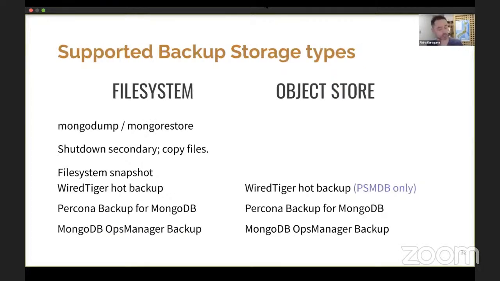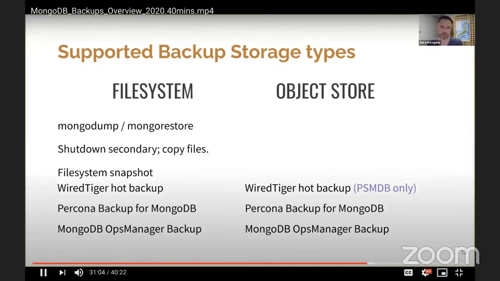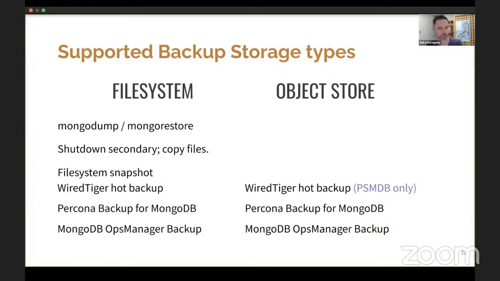And as for where you store them, using object stores is a cheaper way and can be a faster way too, depending on the service you're using. But at any rate, object stores are usually cheaper and otherwise more useful, particularly in our cloud environments these days. Only three solutions support it. One is WiredTiger hot backup, but only the one offered in Percona Server for MongoDB. It's not available in MongoDB Enterprise. Otherwise, Percona Backup for MongoDB and MongoDB Ops Manager can use S3 as a destination, S3 or MinIO.